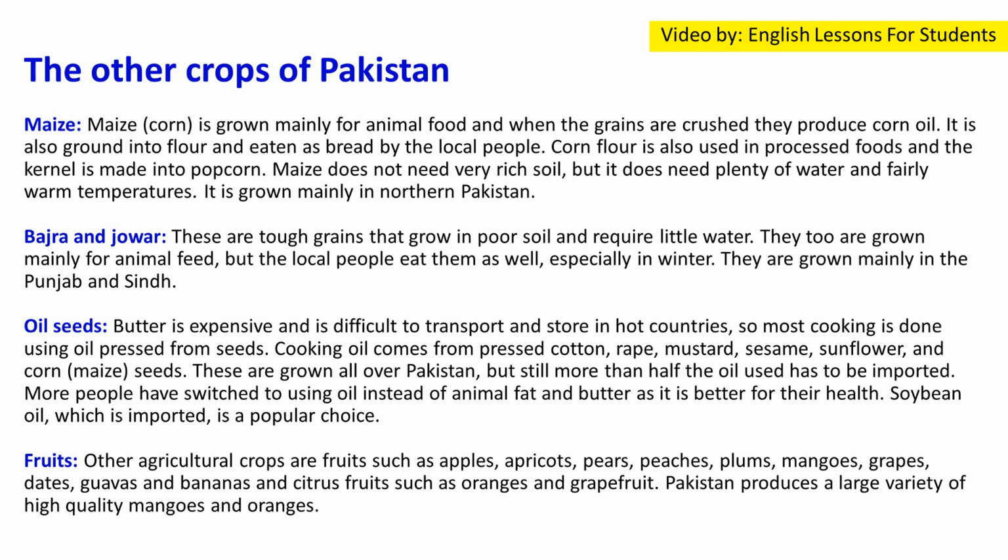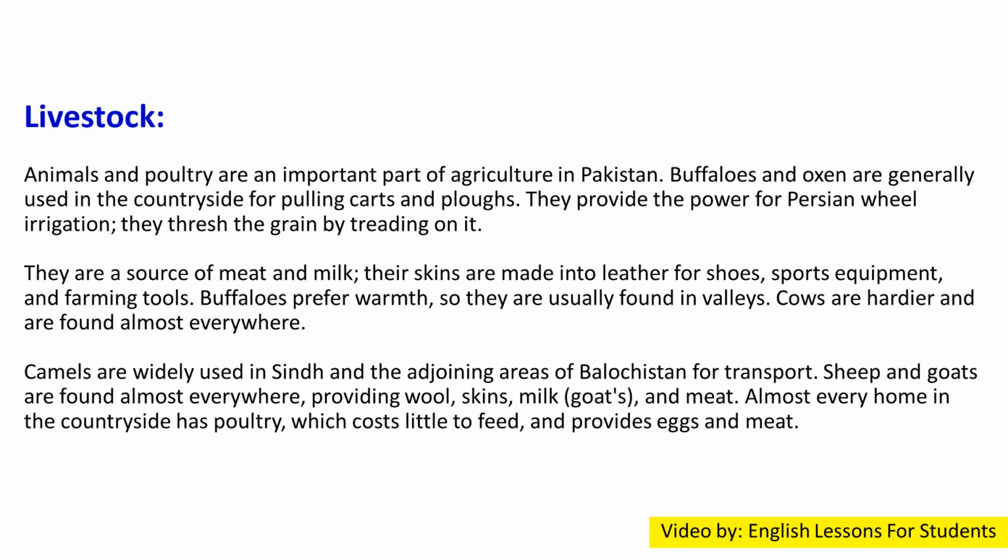Fruits. Other agricultural crops are fruits such as apples, apricots, pears, peaches, plums, mangoes, grapes, dates, guavas, and bananas, and citrus fruits such as oranges and grapefruit. Pakistan produces a large variety of high quality mangoes and oranges.